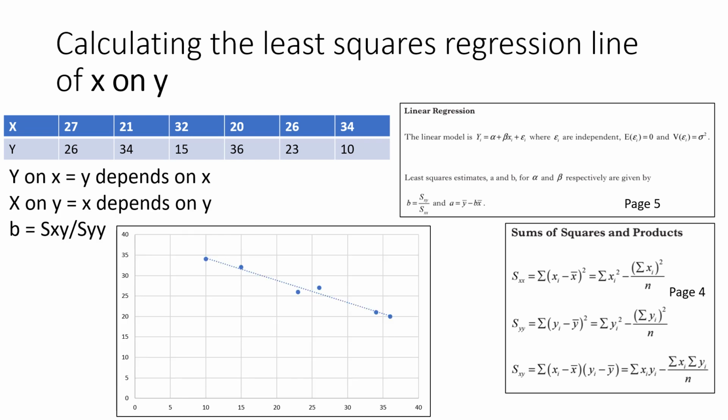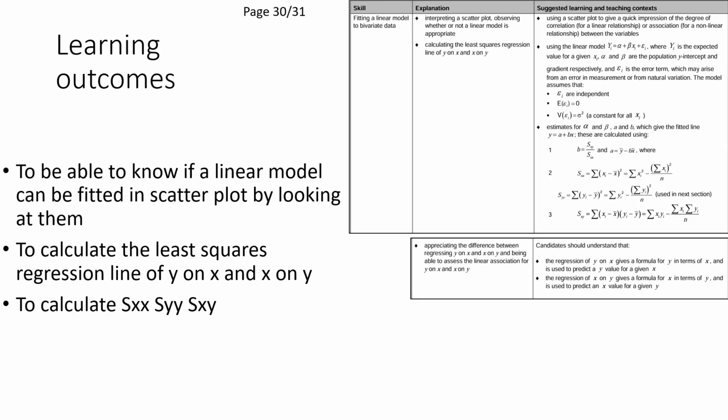This is a graph on Excel. It's much less steep as negative 0.54 is higher than the previous b value we had. And overall, it looks fitting for our equation. That is the end of the lesson. Now you should be able to know if a linear model can be fitted into a scatter plot just by looking at it. You should be able to calculate the least squares regression line of y on x and x on y. And you should be able to calculate sxx, syy, and sxy.